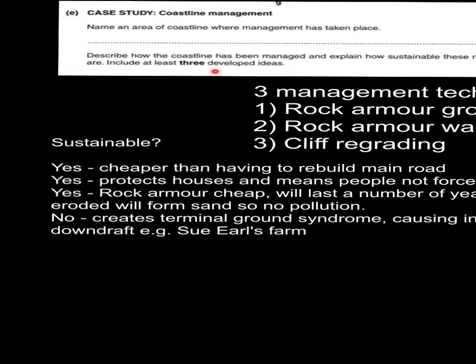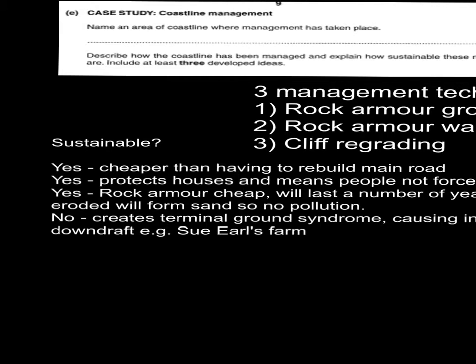The other thing is this number 3. The rule of three is really important. You need three developed ideas. Looking at the exam mark scheme and the examiner's feedback, they particularly felt the best answers had three management strategies, three ways the coast was managed, and three reasons why it was sustainable. So, if that's what examiners reckon the best ones are, let's try and aim for that.